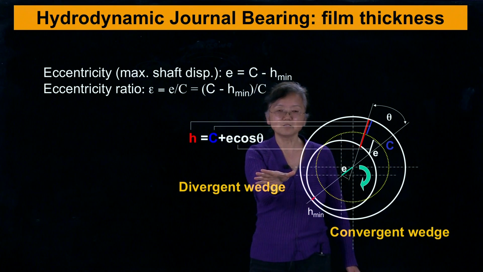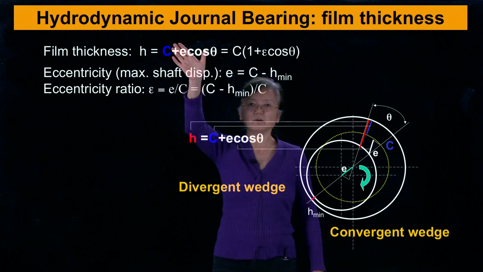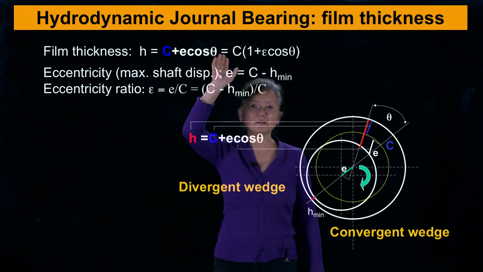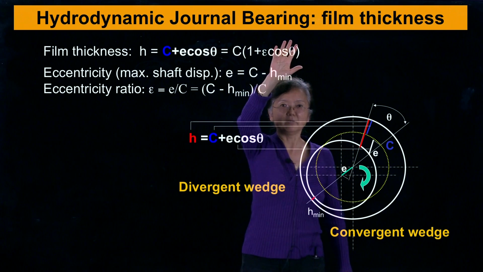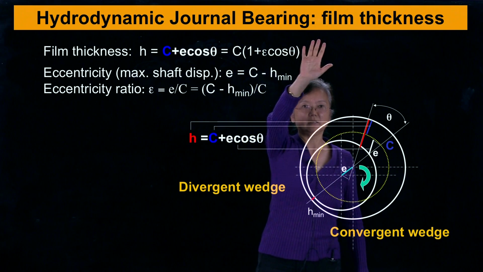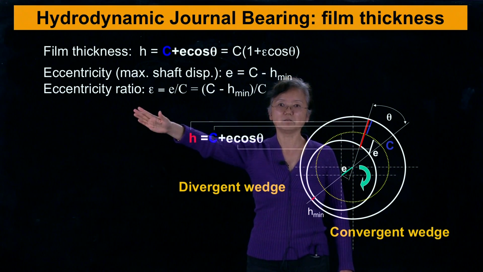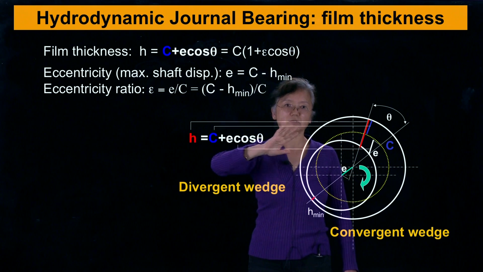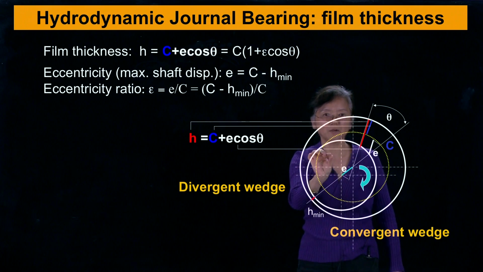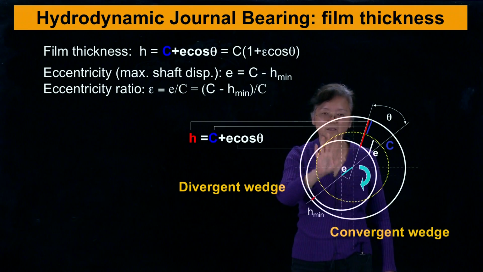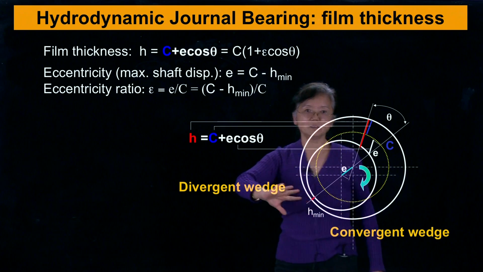Then the film thickness equation over here, we can express differently. I copy the equation on top, and then I utilize this eccentricity ratio, which means I bring the C out. Then we get inside 1 plus eccentricity ratio times cosine theta. So now we have the expression for film thickness. We also define eccentricity and eccentricity ratio. We also know the concept for the location of the journal once motion and load are applied. We also define this convergent wedge and divergent wedge.